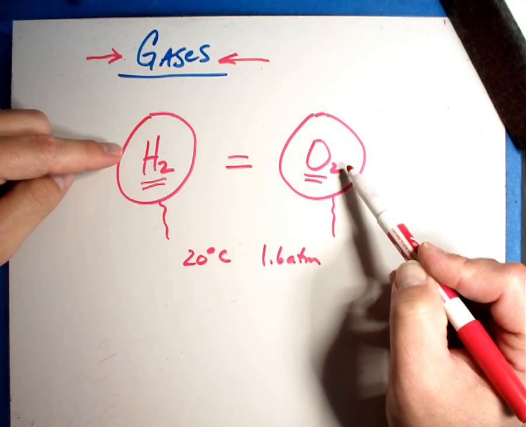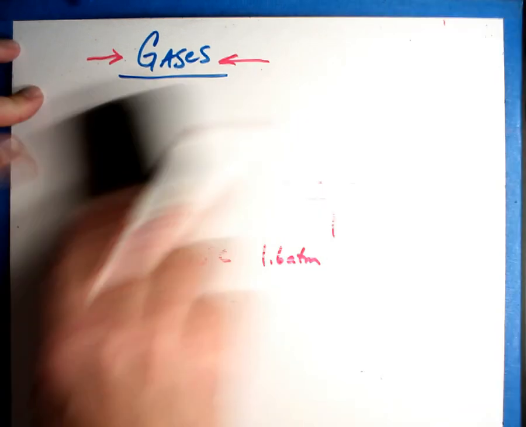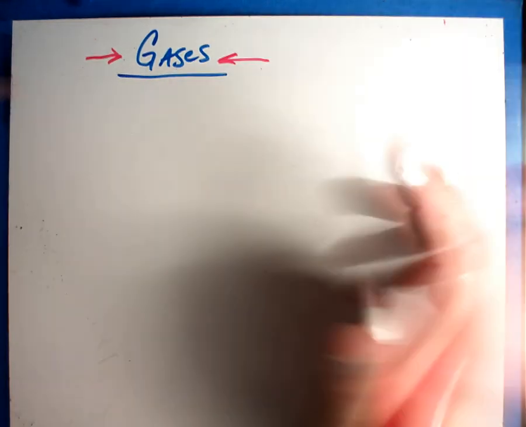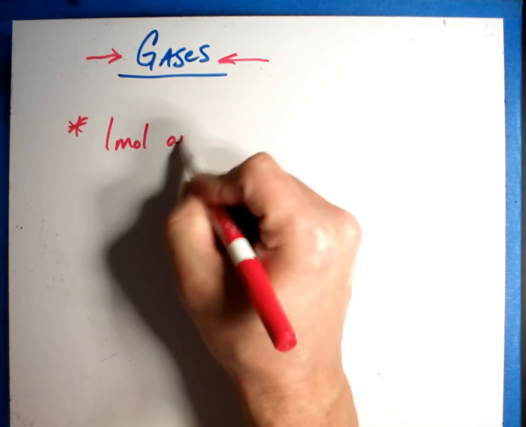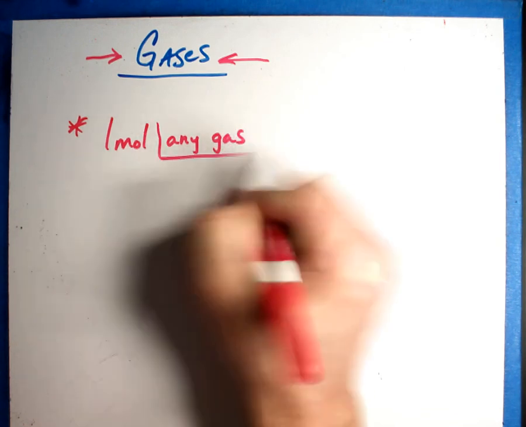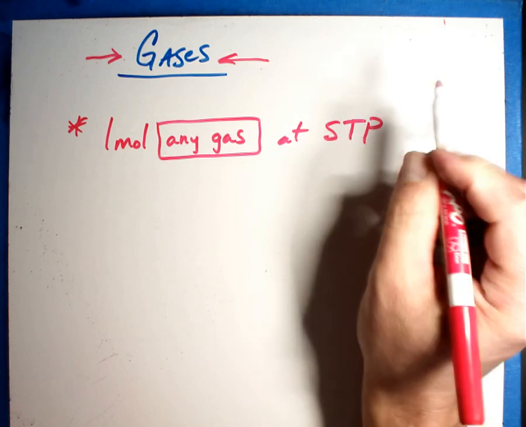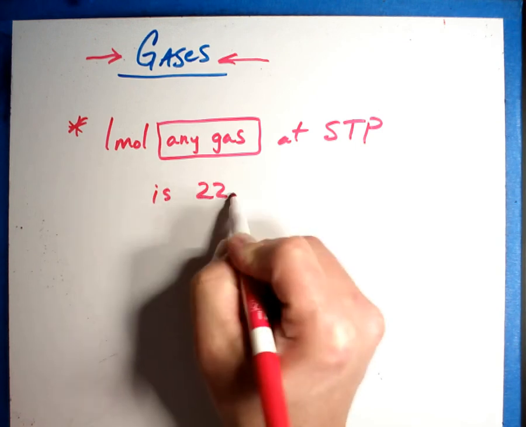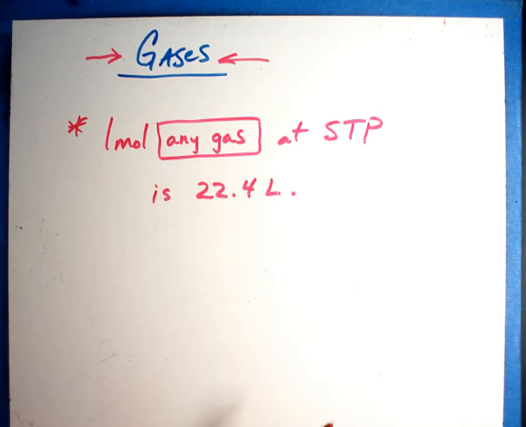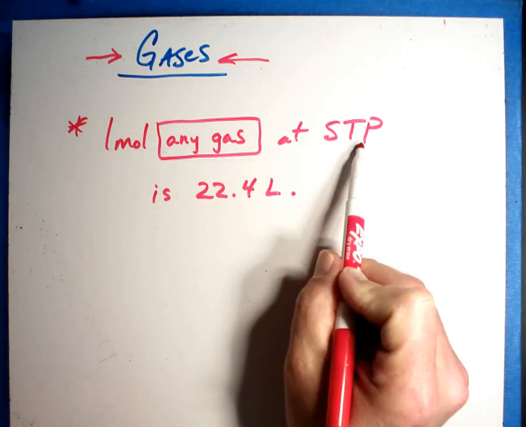Now that's hard to show because you can't actually see the molecules, but they took that math a little further, and here's what they found. When you're dealing with gases, make sure you write this down. 1 mole of any gas at STP, and I'm going to come back and explain what that is in just a minute, is 22.4 liters. Now that's going to be very important. A mole of any gas at STP is 22.4 liters.